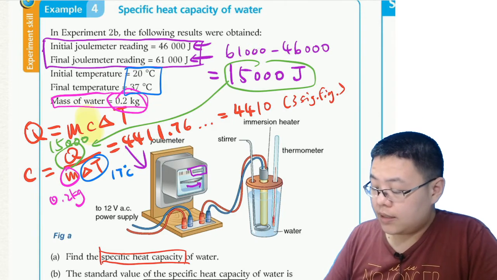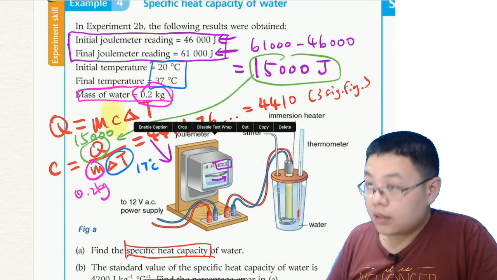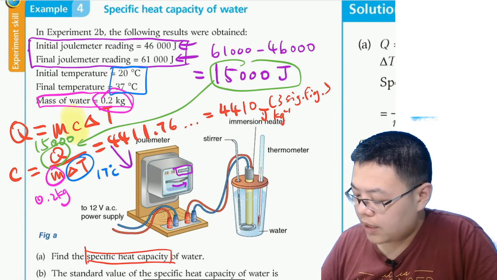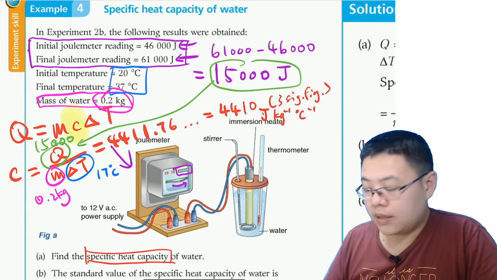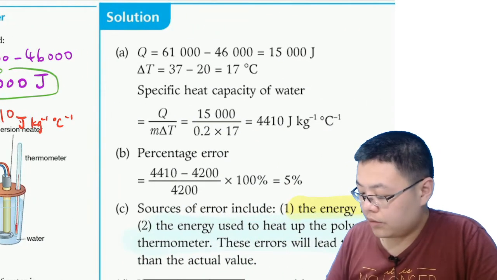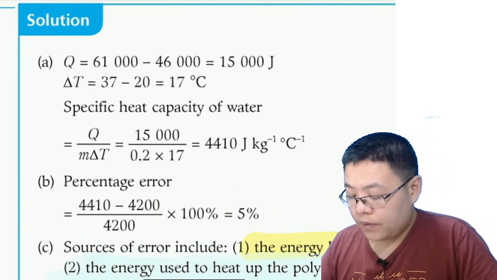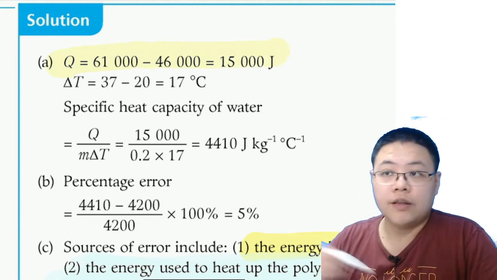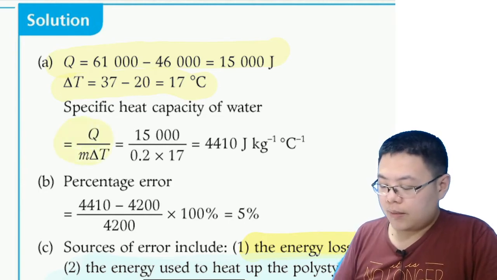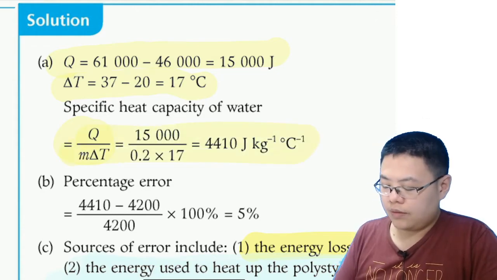And the unit is joule per kilogram per degree Celsius. I should show you here. Okay, so the energy is final minus initial, the temperature is final minus initial, and then make c the subject, you will have this equation.